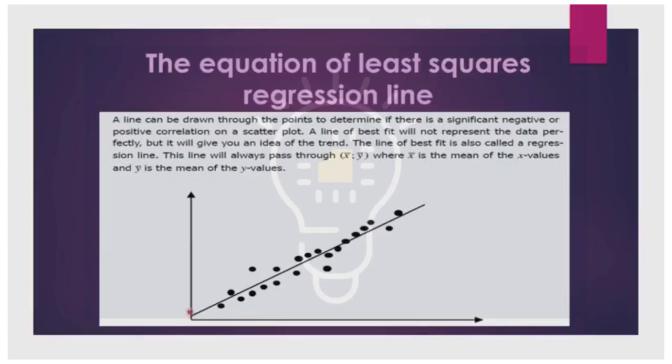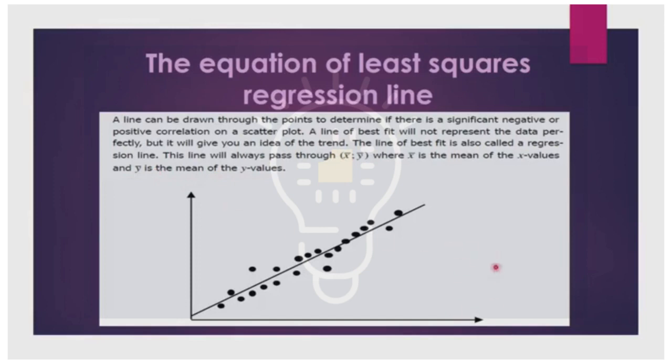As you can see from the monitor, a line can be drawn through the points to determine if there is a significant negative or positive correlation on a scatter plot. A line of best fit will not represent the data perfectly, but it will give us an idea of the trend. The line of best fit is also called the regression line. This line will always pass through the point (x bar; y bar), where x bar is the mean or average of the x values, and y bar is the mean or average of the y values.